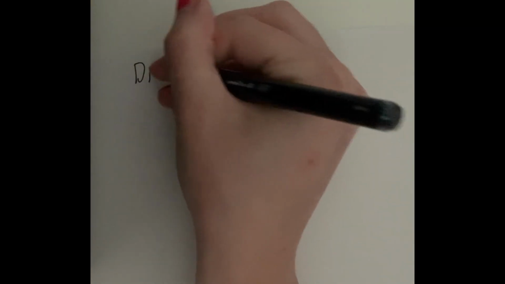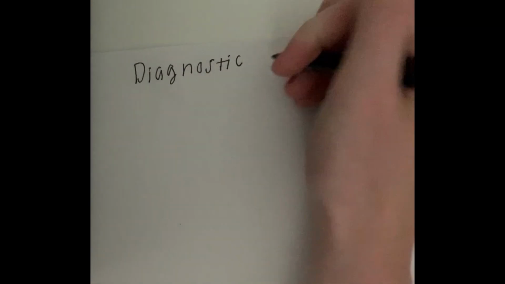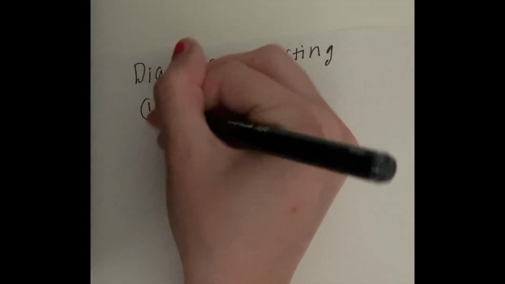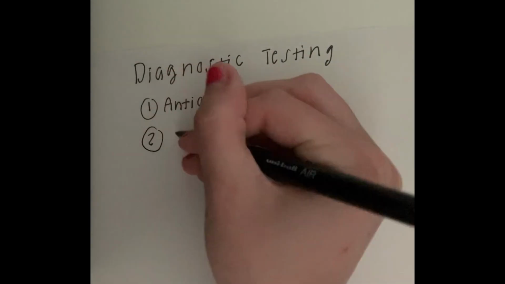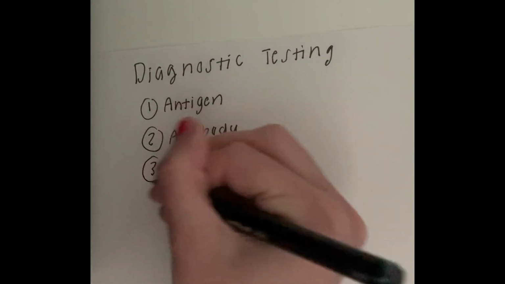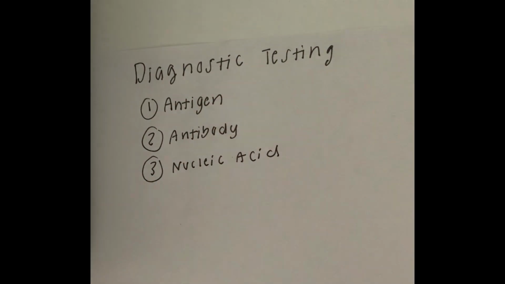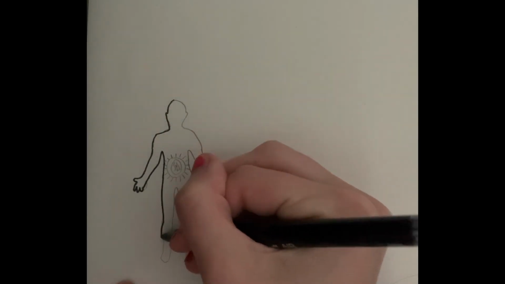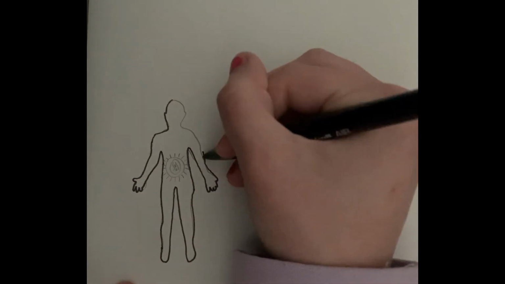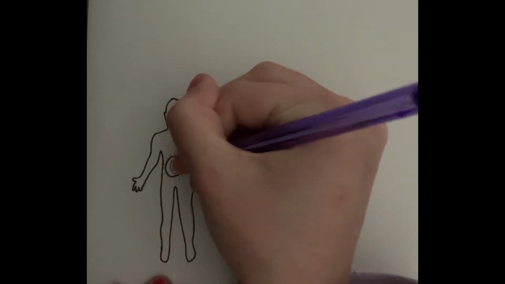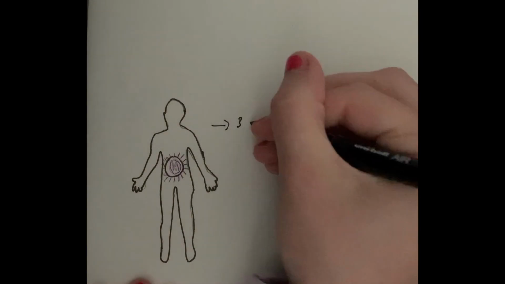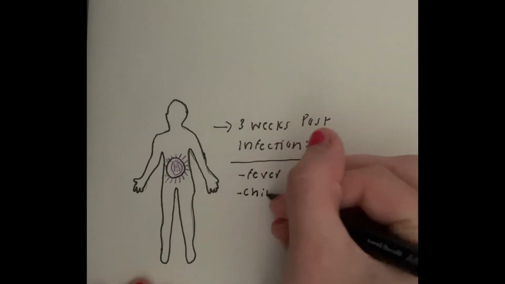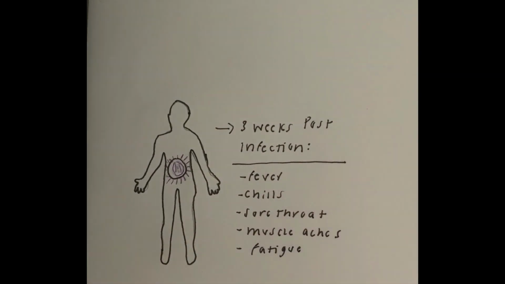There are currently 3 types of diagnostic tests: antigen, antibody, and nucleic acid. Nucleic acid testing detects the current presence of the virus in someone's blood, but is expensive and used less frequently. HIV is unique in that it typically manifests as flu-like symptoms 3 weeks after the infection, and commonly won't show any other clinical manifestations until it has progressed to AIDS.